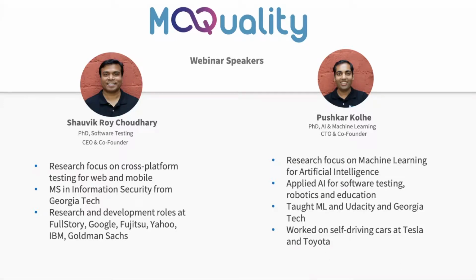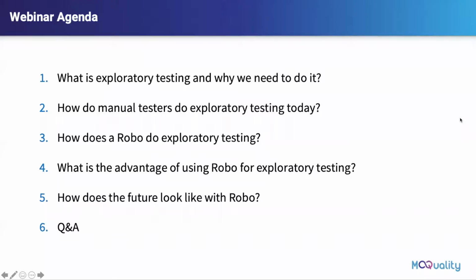All right. Let's jump into the agenda for today. We're all very excited to talk about exploratory testing. This webinar is going to be a conversational style webinar where I am going to ask both Shavik and Pushkar some of the questions that you all have sent us. We'll start off with discussing what exploratory testing really is and what the real need for it is. Today, how manual testers are doing exploratory testing, and how can a robo help by automating it? And what is the advantage of robo when it comes to exploratory testing? Then Shavik is going to talk about what the future would look like when we use robo for this.